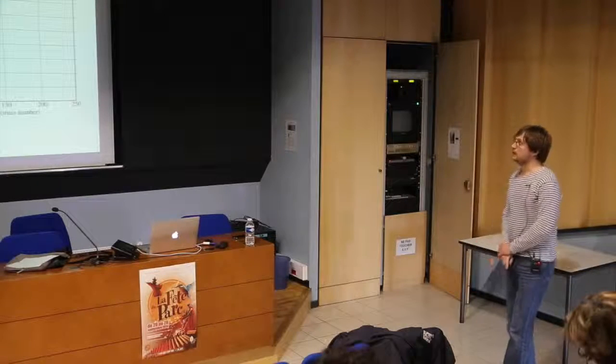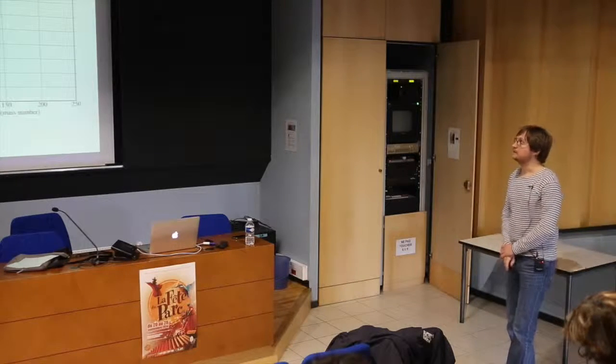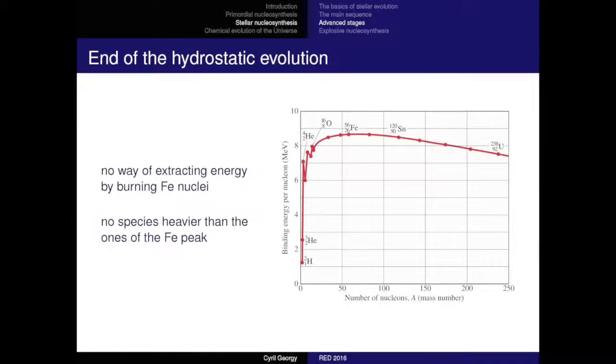What happens then is that it's the end of the possible hydrostatic evolution of stars, because you reach the end of the curve that shows the binding energy per nucleon as a function of the mass number, and you see that the most bound atoms are the iron ones. So as soon as you start going towards iron, you are able to extract energy from the fusion process.